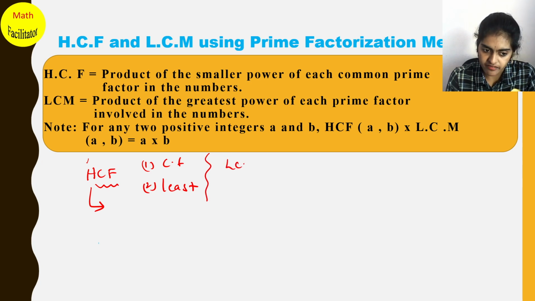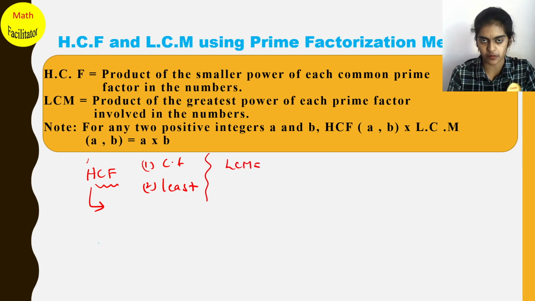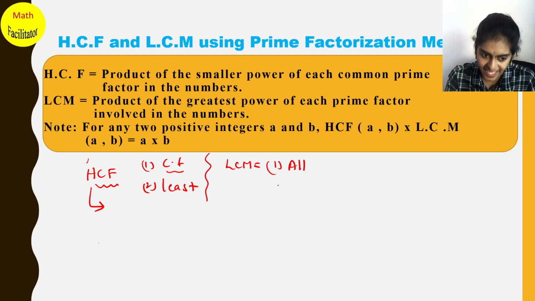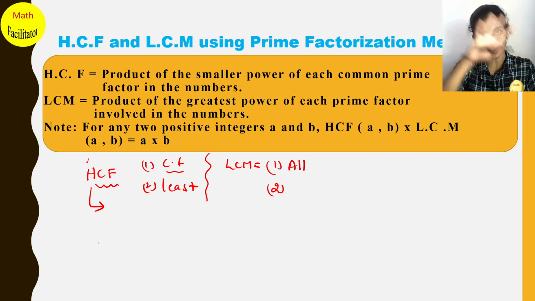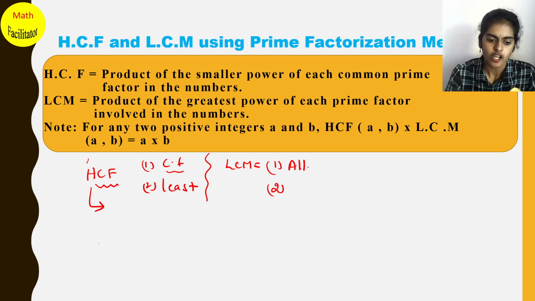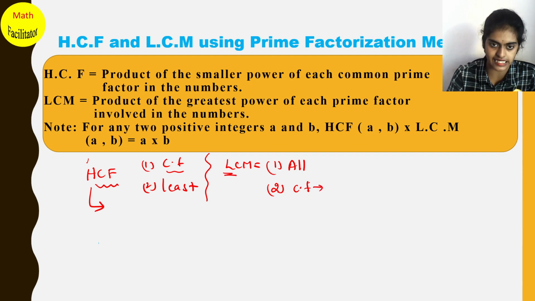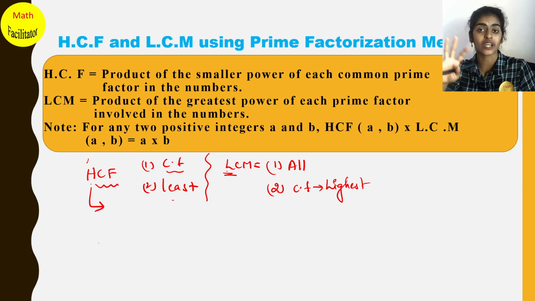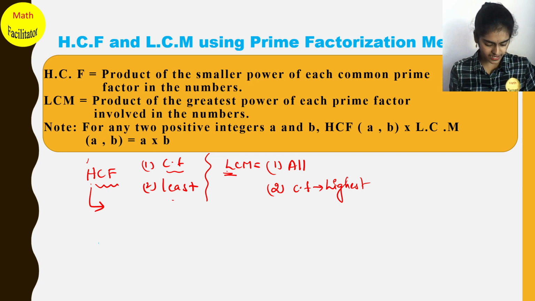Clear? Now, if I want to find LCM using prime factorization method, for LCM I take all the factors. For HCF you take only the common factors, but for LCM you take all the factors. Second point is, among all the factors you can have common factors. Wherever you find common factors, L means least, here you take the highest. You take the opposite of this. For H, highest, you take the least power. For L, least, you take the highest power wherever you get a common factor. Clear with these things?